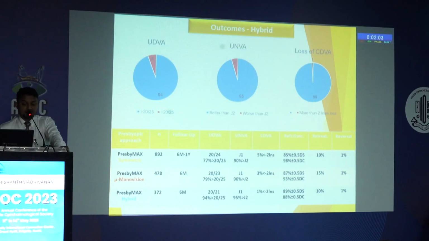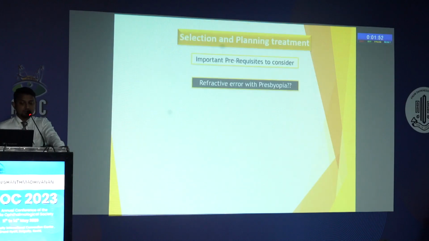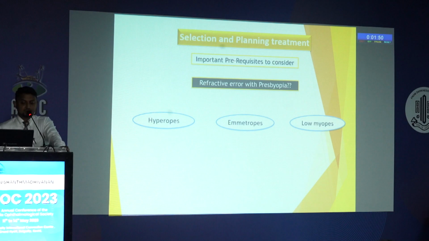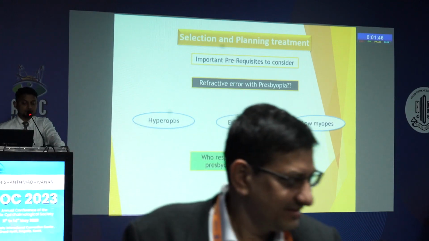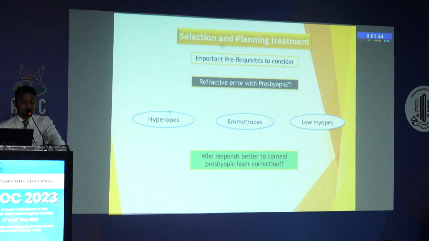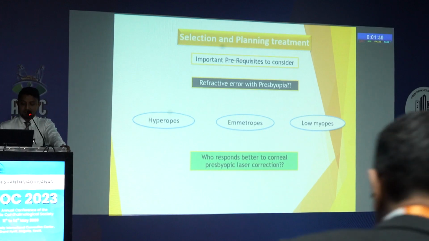They have done a study for micro monovision. I have around 5 years of follow-up of these patients who are very comfortable, but the only thing is the counseling and the chair time. One more important thing is the prerequisites. My choice is always hyperopes, we do the micro monovision. For emmetropes, it is the monovision correction, and for myopes we do the hybrid correction.